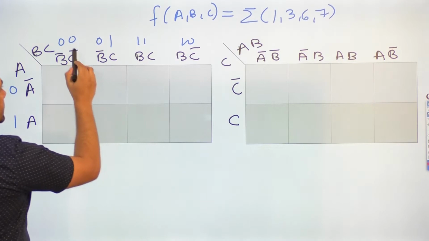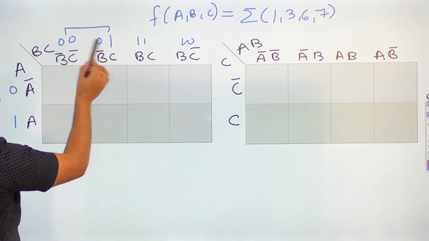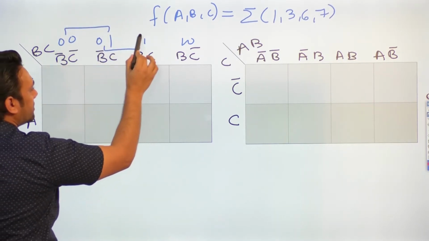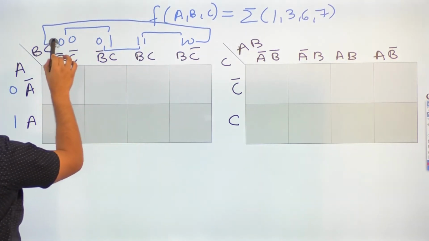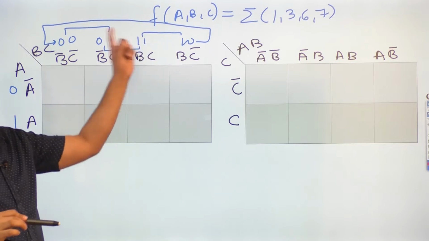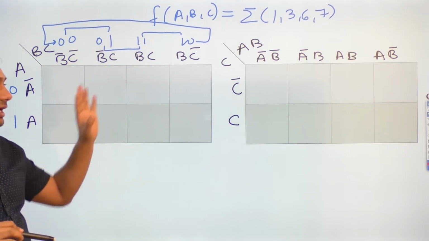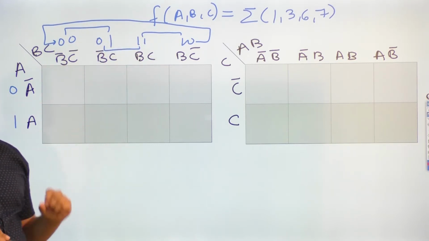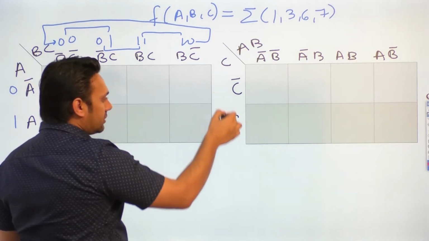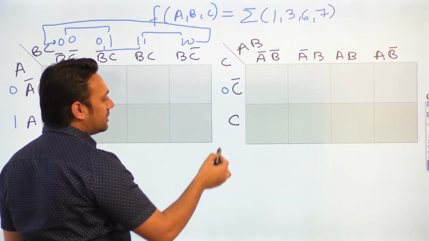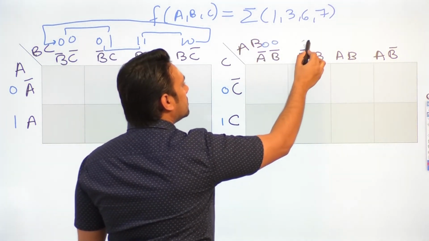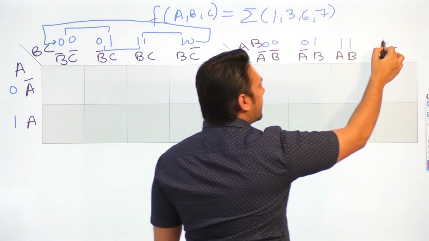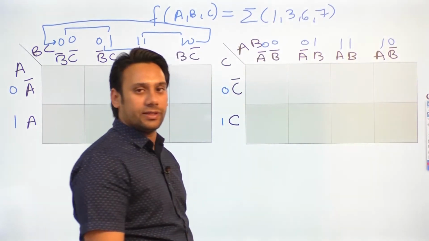So if you take any two adjacent cells, I mean adjacent bits, again one bit is changed, here also one bit is changed, here also one bit is changed, and even you can take this one and this one. Between the last one and the first one only one bit is changed. In the same way here also, C complement means 0 and C means 1. This is 0 0 0 1 1 1 and 1 0. Okay, is this much clear?